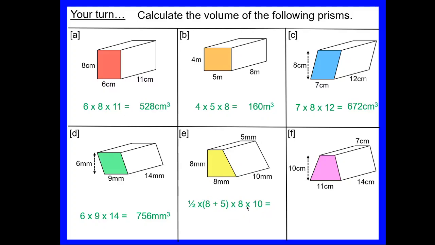So again, you can find the answers to the area first if you want to, and then multiply them, or just do it all in one go. And we get 520 millimetres cubed.